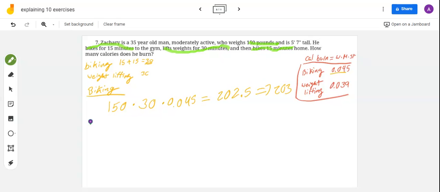And with weightlifting, right? He's 150 pounds. He did so for 30 minutes. Very similar to the first one. The difference here is going to be the scale factor. And that's 0.039, right? So that is going to give us the answer of 175.5, which if you scale that up is going to be 176.